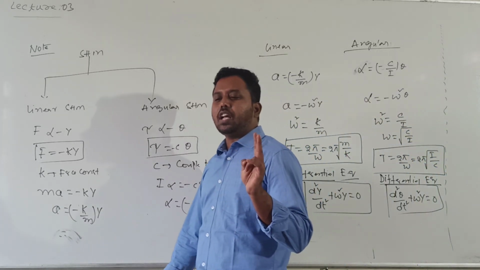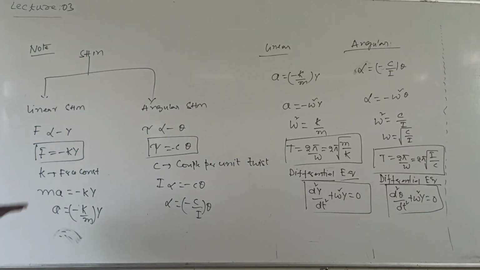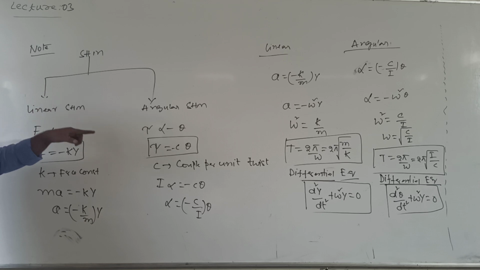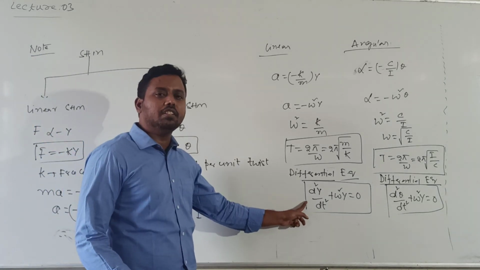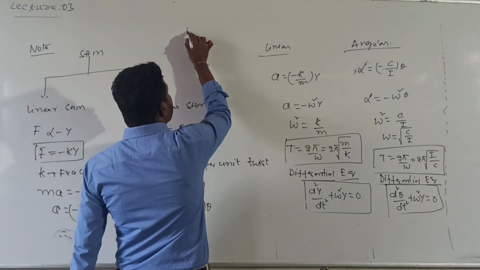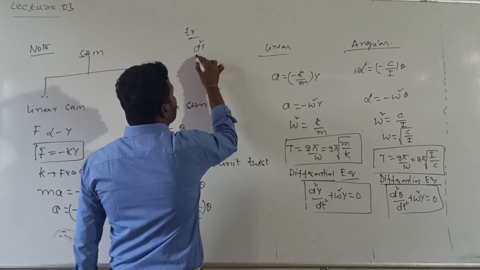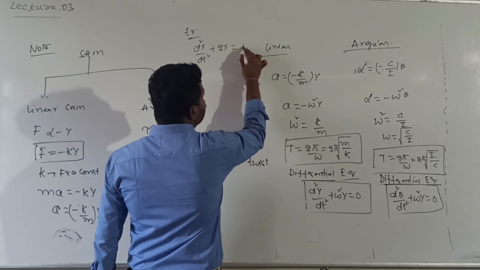So there are two types, linear and angular. In this you should know the force equation, the acceleration, the time period and the differential equation. They may give you the differential equation of a particle executing SHM as d square y by dt square plus 2 into y is equal to 0.